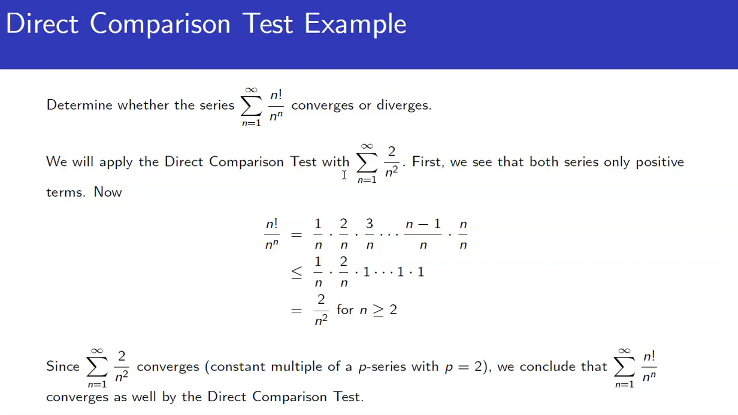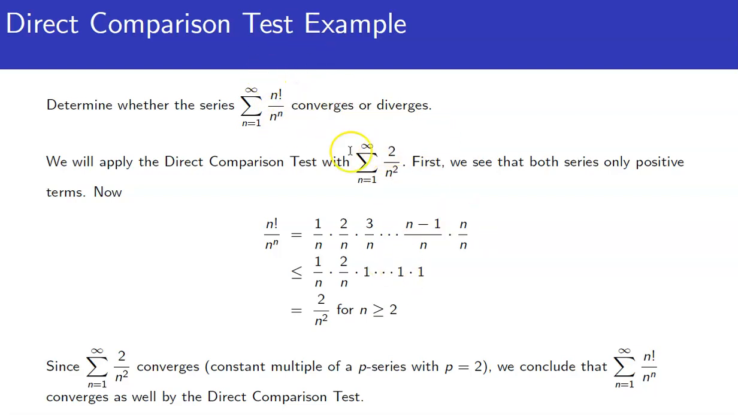All right, so to show that in this case, we're going to compare this series to the series n equals 1 to infinity of 2 over n squared. Okay? All right, to see where the 2 over n squared comes from, we'll just start playing around with the terms and see what happens.